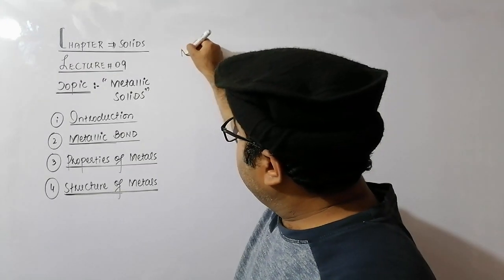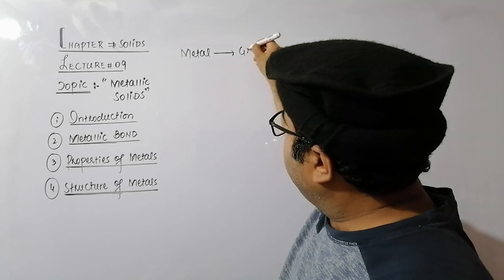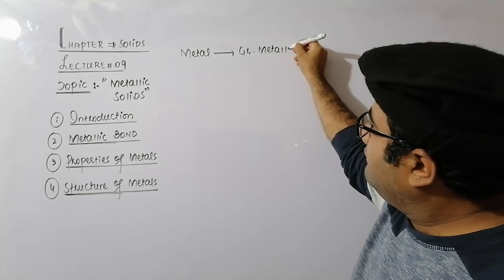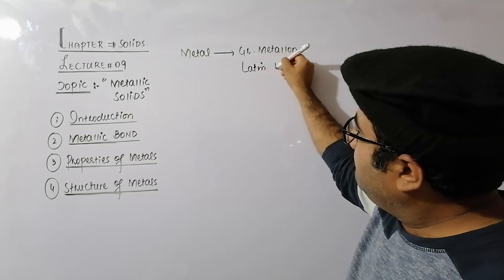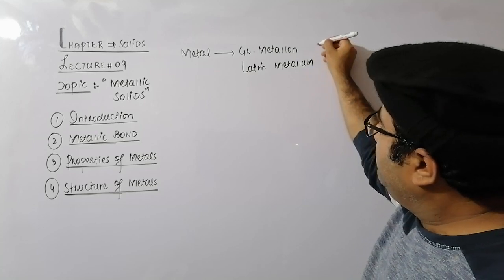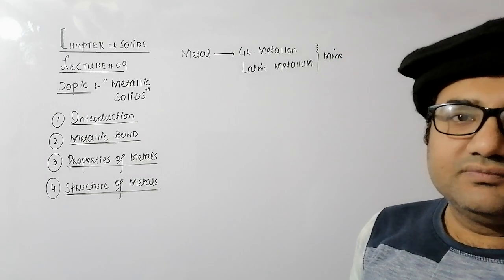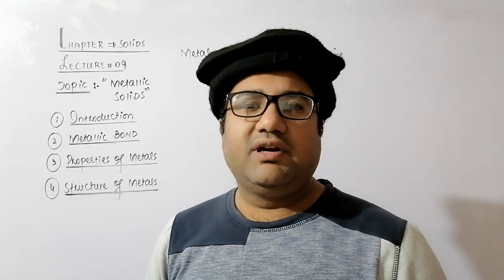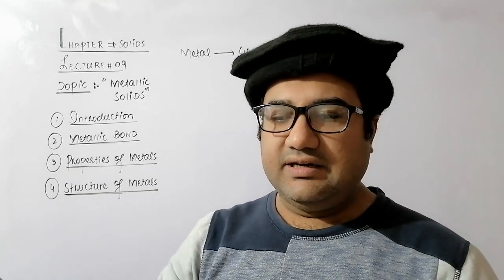Actually, the word metal is from the Greek word metallon, or from the Latin word metallum. Both these words mean mine or quarry. Most of the metals are taken through mining, so that's why the word metal is related to the mine.